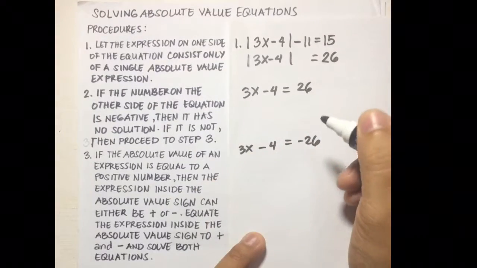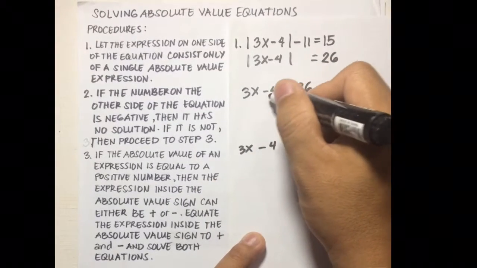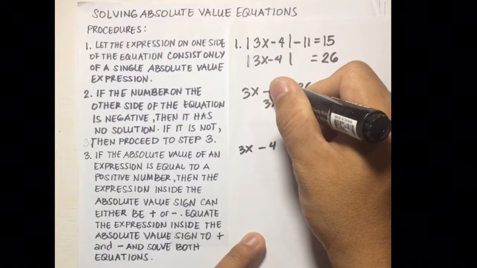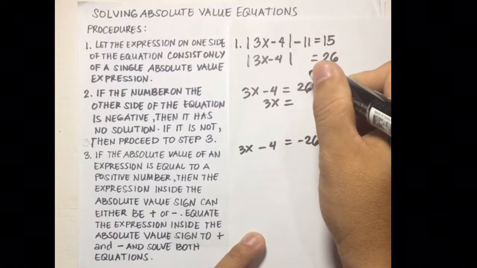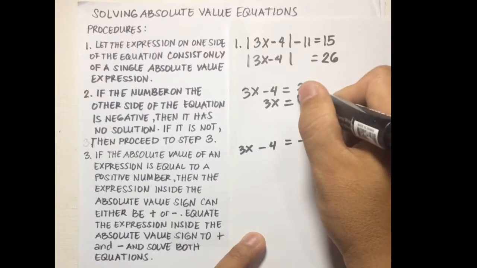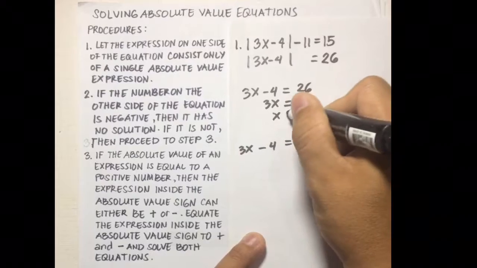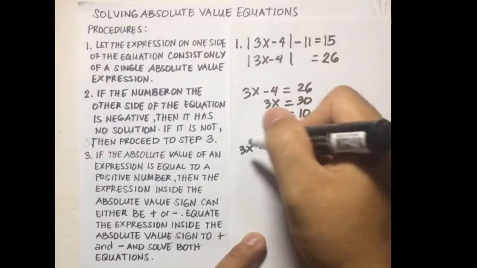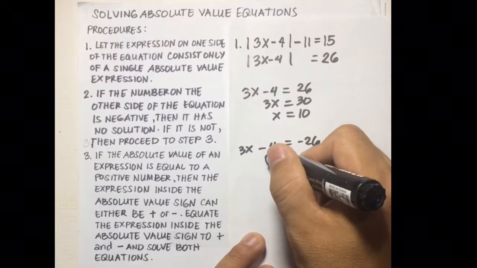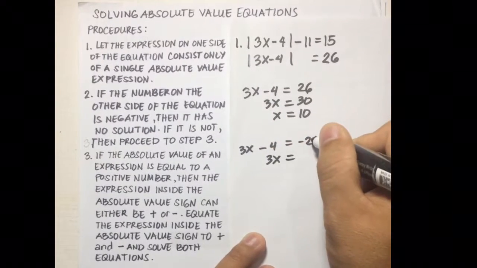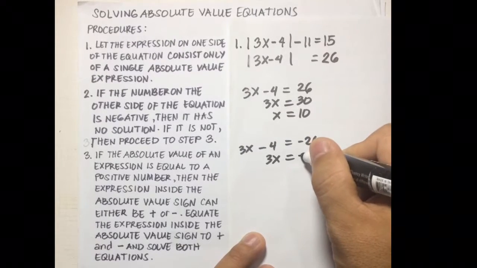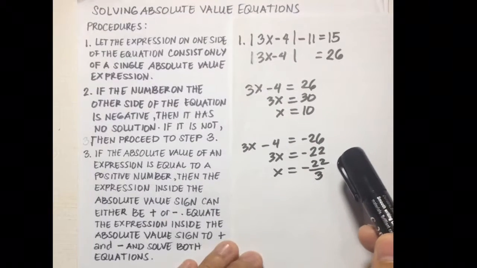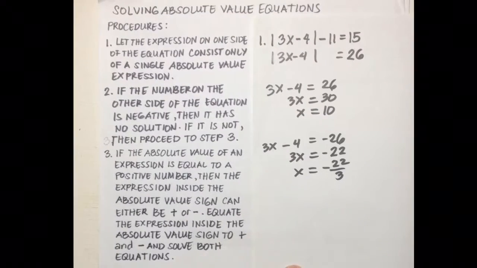Then if we solve this, we're going to have 3x equals 26, then negative 4 is transposed, it will become positive 4, so 26 plus 4 is 30, and x is equal to 10. 30 divided by 3 is 10. Now the other equation, we're going to have 3x equals negative 26 plus 4, which is negative 22, and x will be equal to negative 22 over 3.